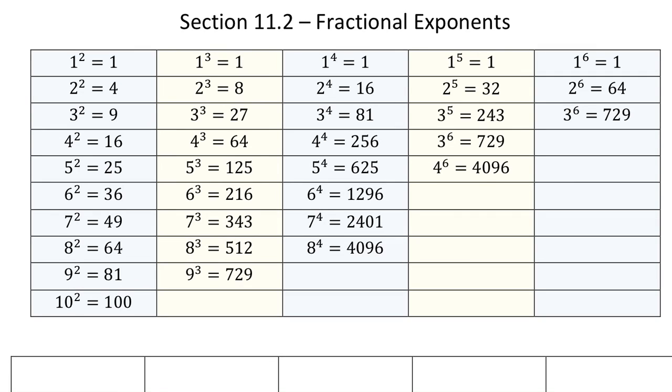Hello, and welcome to section 11.2, Fractional Exponents. In this section, we will be simplifying expressions that have fractions in the exponents.